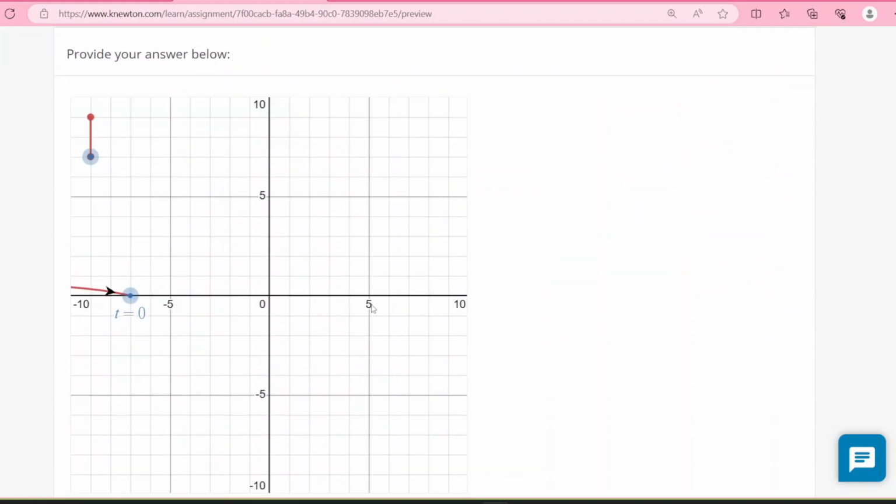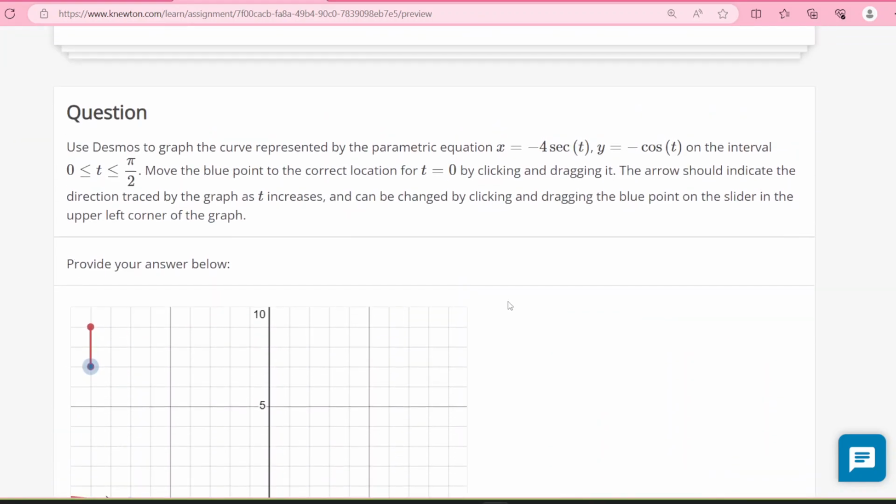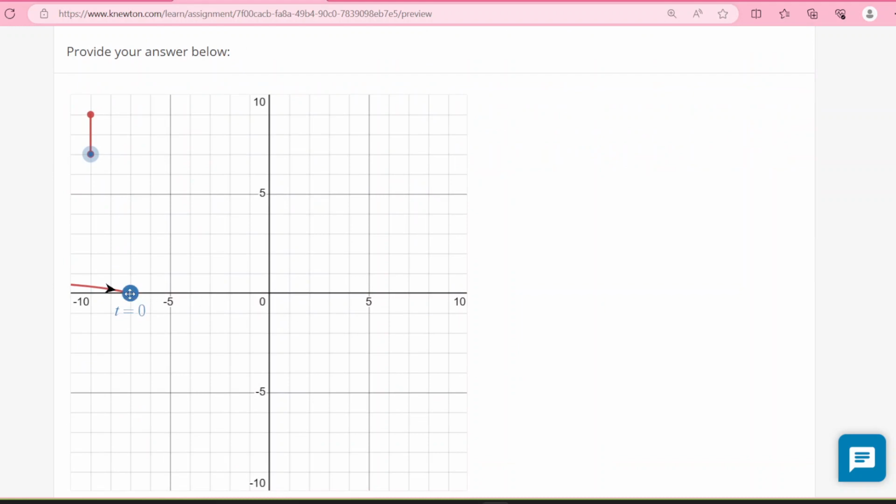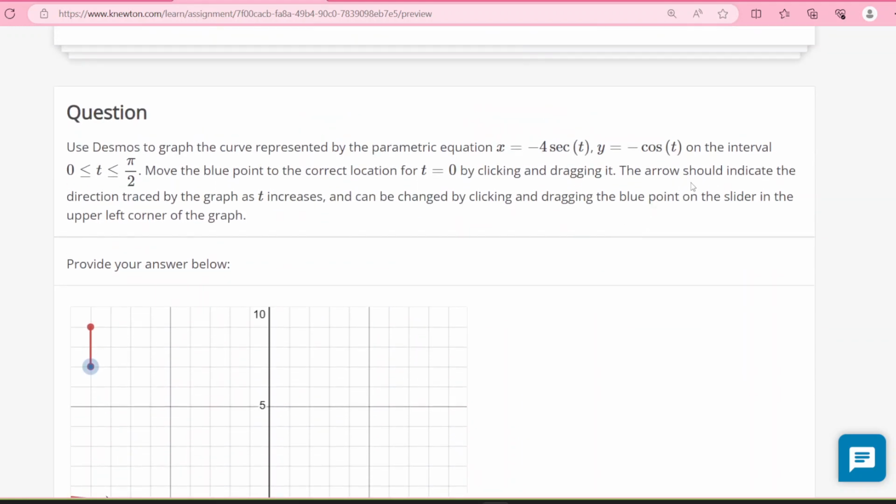All right, so we're back to graphing. Use Desmos to graph the curve represented by the parametric equations x equals -4 secant t, y equals negative cosine t on the interval from 0 to pi over 2. It says move the blue point to the correct location for t equals 0 by clicking and dragging it. So the blue point when t equals 0. The arrow should indicate the direction traced by the graph as t increases. It can be changed by clicking and dragging the blue point on the slider in the upper left-hand corner.